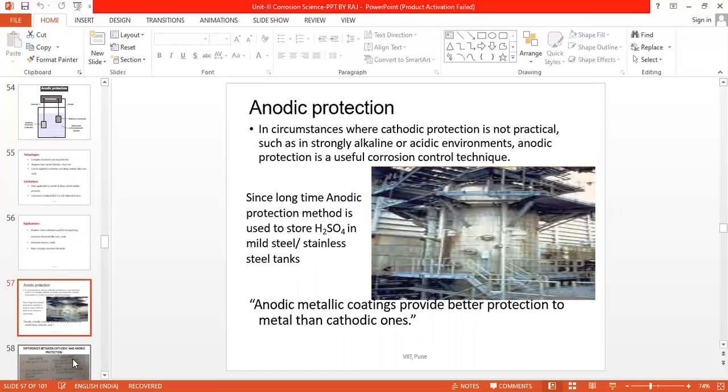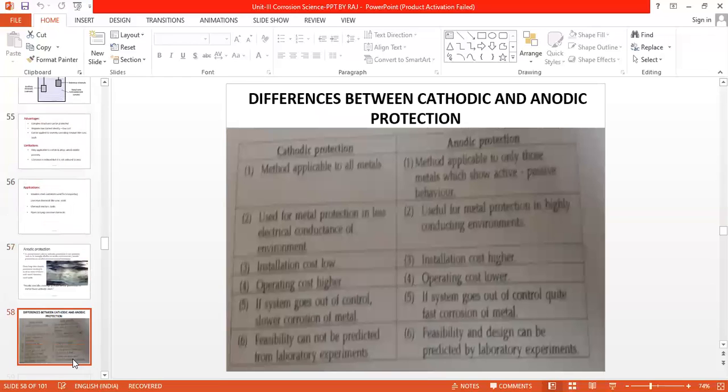In circumstances where cathodic protection is not practical, such as in strongly alkaline or acidic environments, anodic protection is a useful corrosion technique. For a long time, the anodic protection method has been used to store H2SO4 in mild steel and stainless steel tanks. Anodic metallic coatings provide better protection to the metal than the cathodic one.